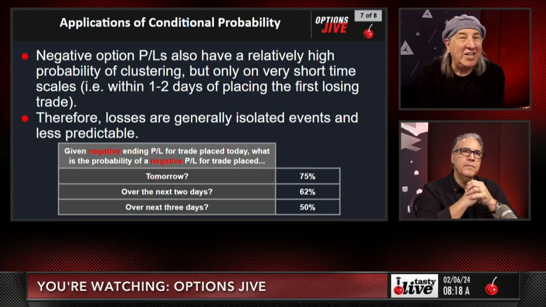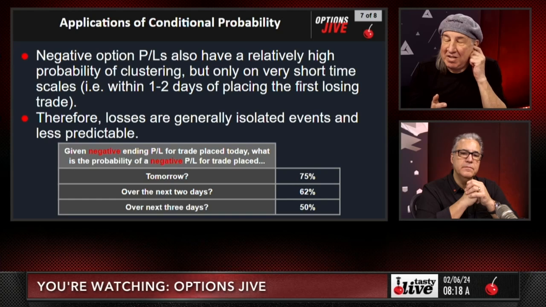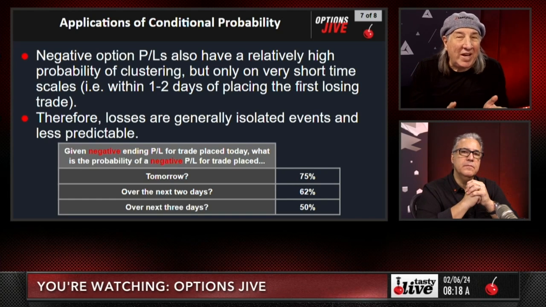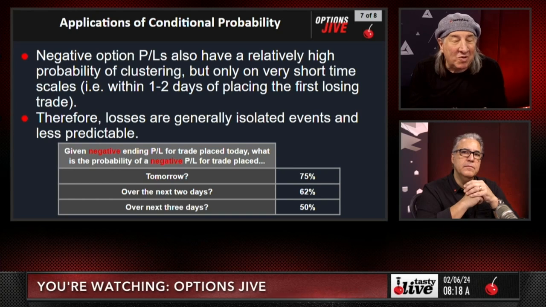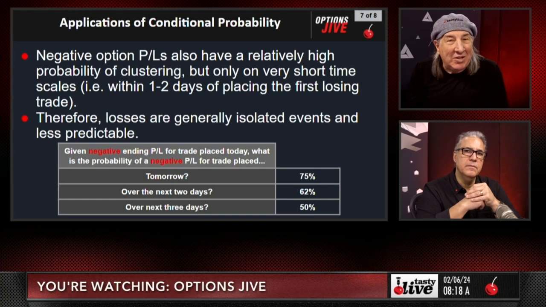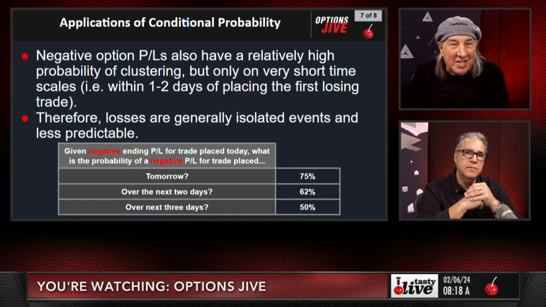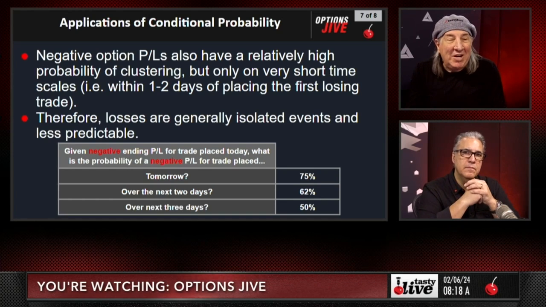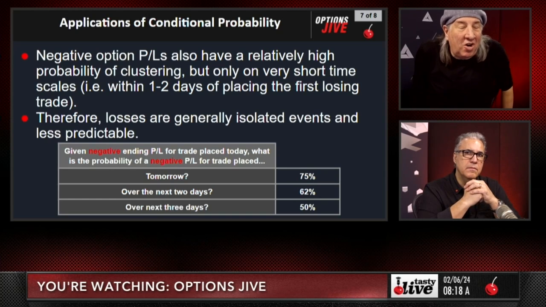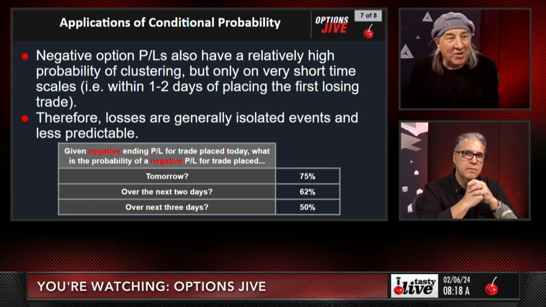The point here, and this is a very interesting takeaway, is that based on conditional probability, trades that are winners made over multiple days have a much better chance of being winners than losing trades made over multiple days, because losing trades are much less predictable than winning trades, and losing trades are isolated events.